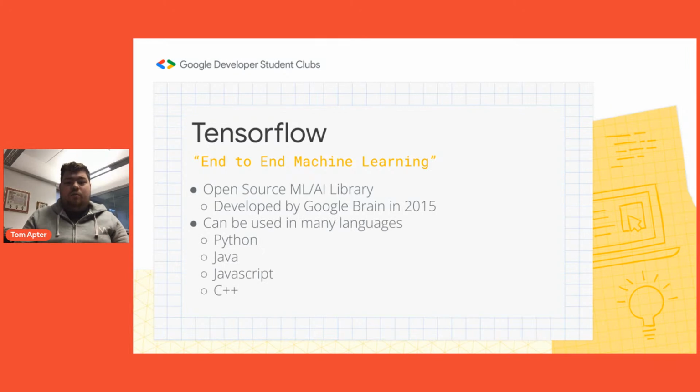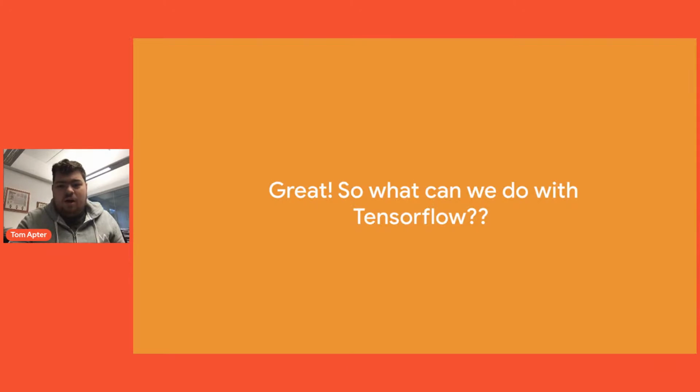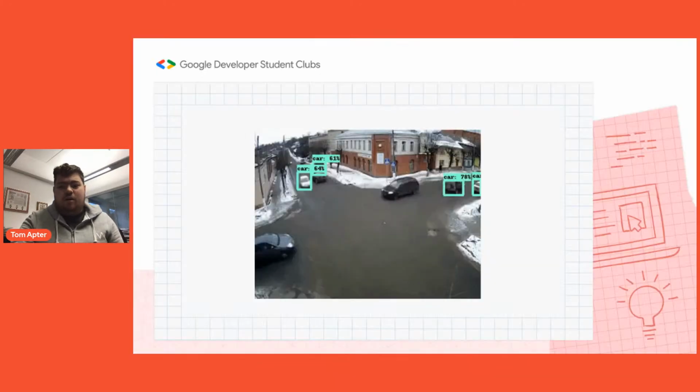So TensorFlow is a library. It can be used in many languages: Python, Java, JavaScript, C++. They're the main four it can be used in, but very commonly it's used in Python. And for this workshop and this example, that's what we're going to be working on today with Python. So great, we know what TensorFlow is. So what can we actually do with TensorFlow itself?